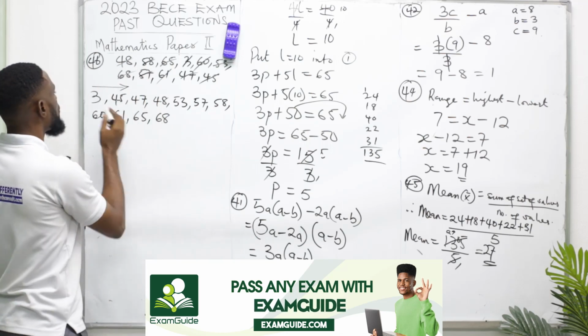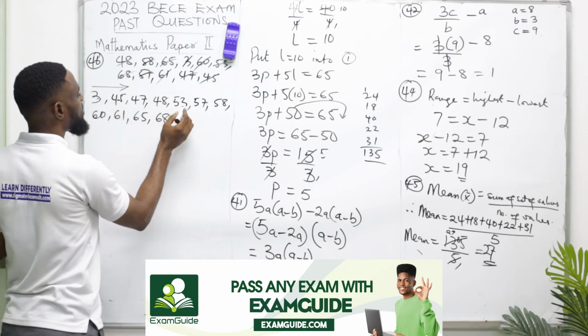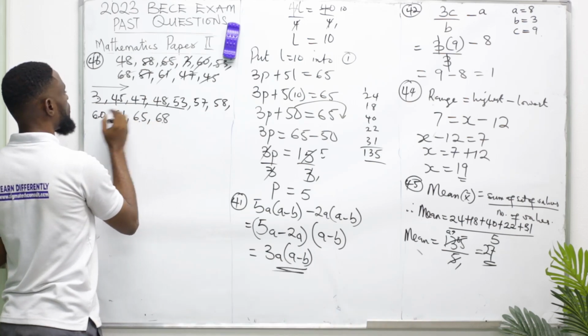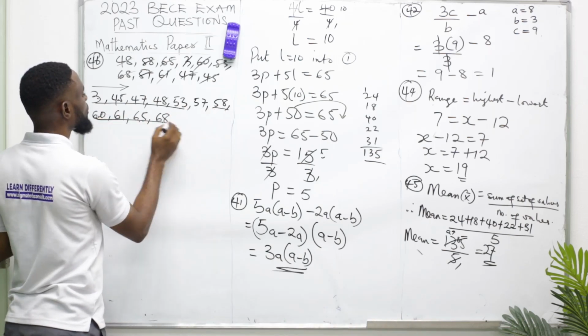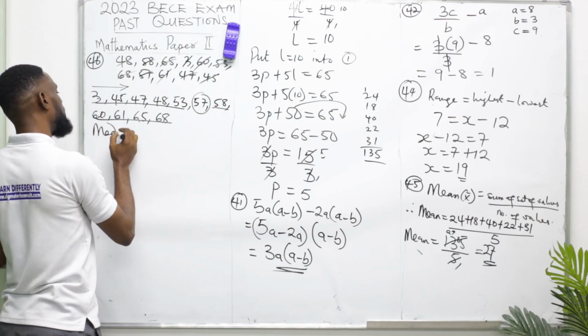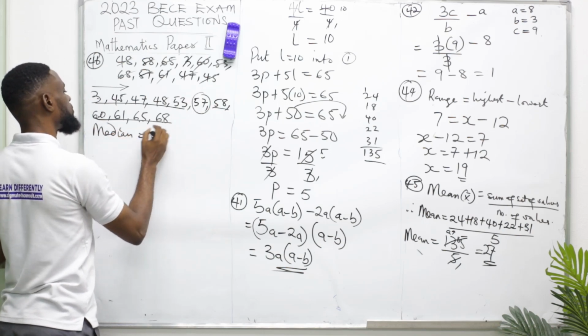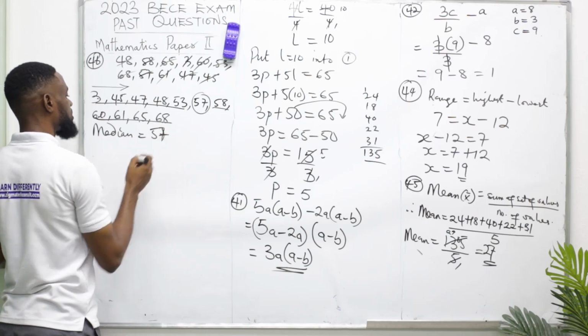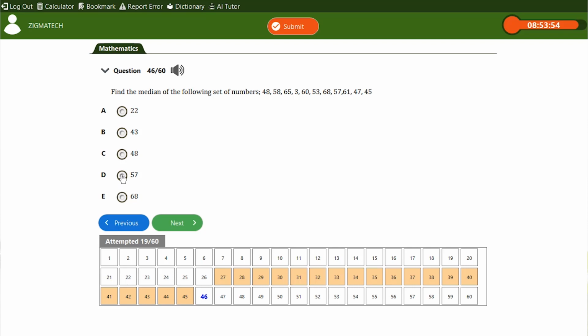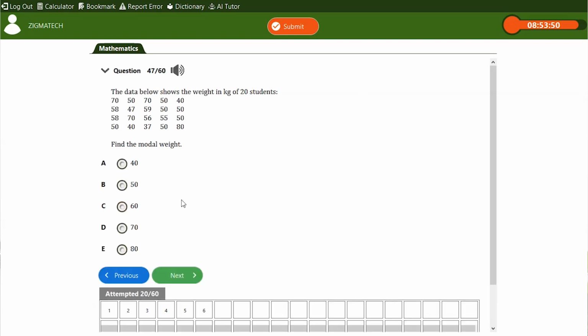So we have 1, 2, 3, 4, 5, right? We have again 1, 2, 3, 4, 5. So the middle number is 57. So we say median is equal to 57, right? So 57 is the median there. So we have option D as the correct option. All right? So let's move to the next one.